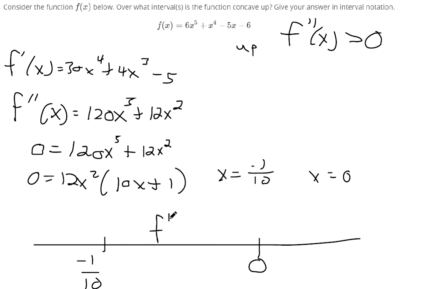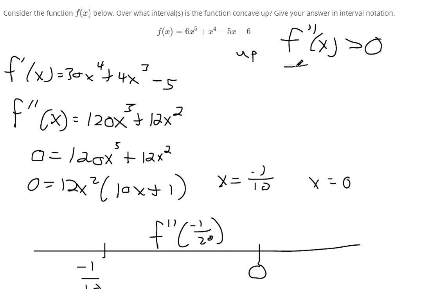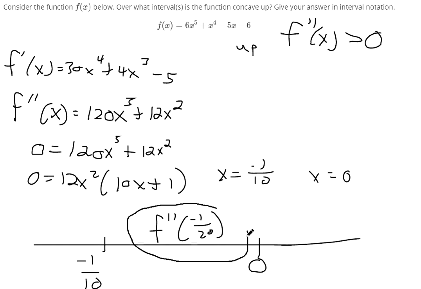So let's try the second derivative at -1/20. The reason we're doing this is because we want to see where the second derivative is greater than 0 to find out where it's concave up. If we plug -1/20 into the second derivative and we get a positive value, then we're concave up. This is always going to be positive because you're squaring every value. And then 10 times -1/20 makes -1/2. -1/2 plus 1 is positive. So it's concave up between -1/10 and 0.